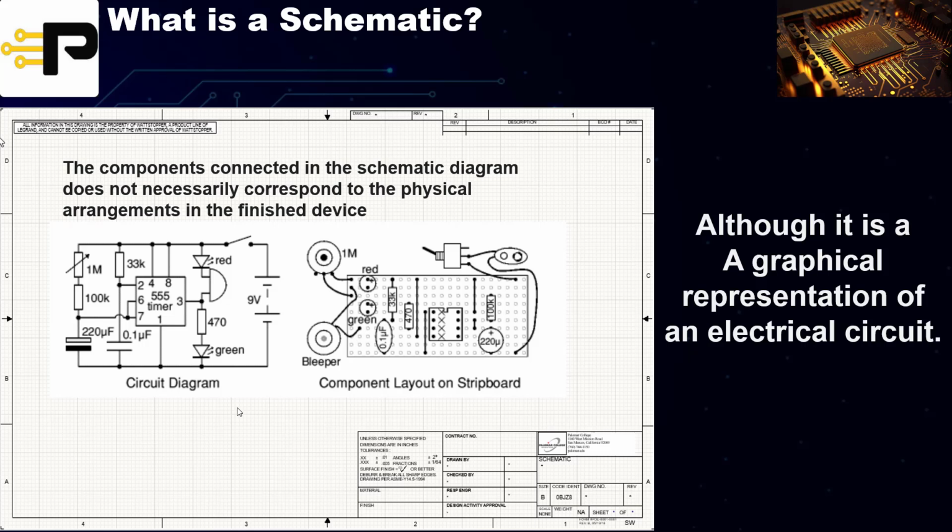And this is a great example that we're showing here. Here we have a circuit diagram, and over here we have what would be the PCB layout of this circuit. And there may not be a correlation between them. We have the connections between the schematic and the physical layout of the board, but the schematic will not correspond to the physical arrangement in the finished product. So just keep that in mind.